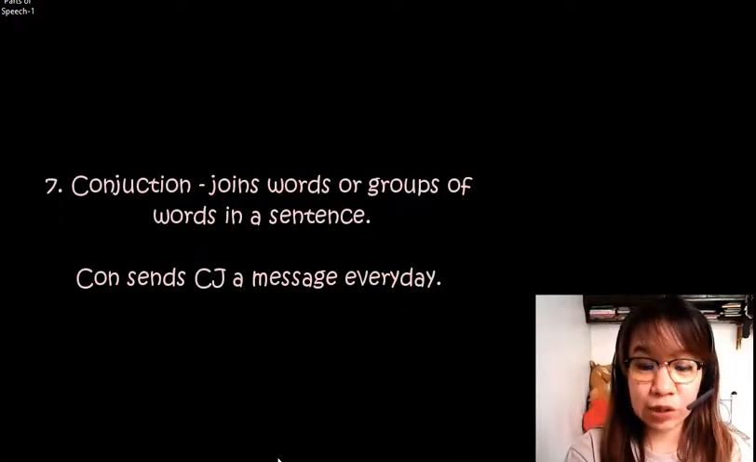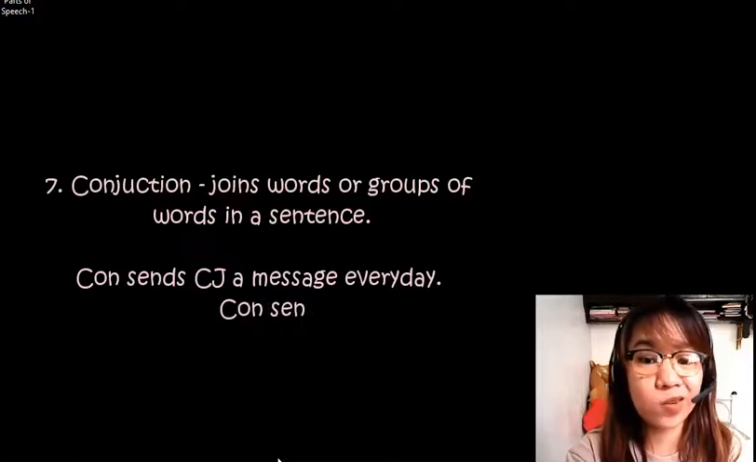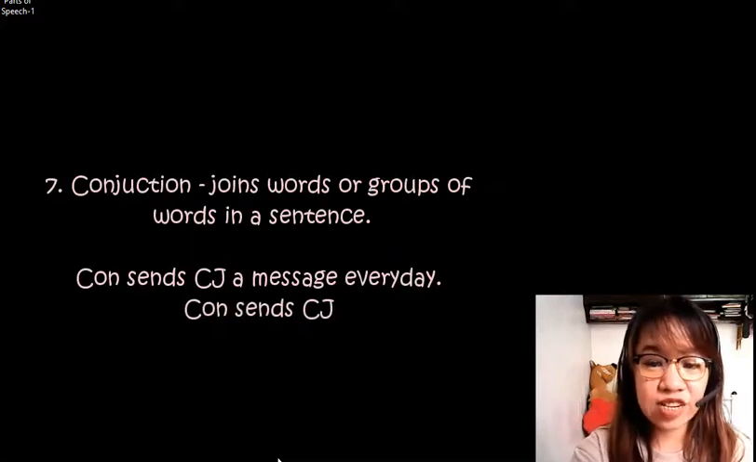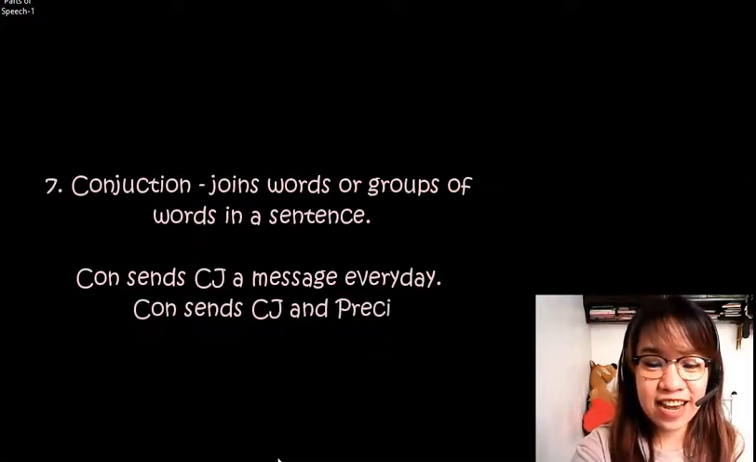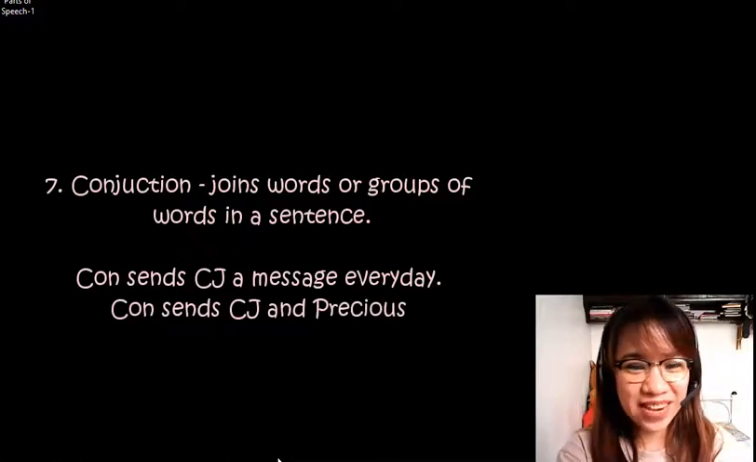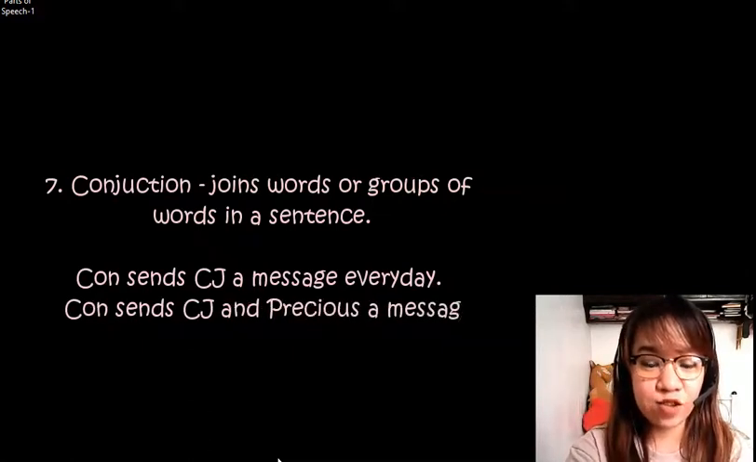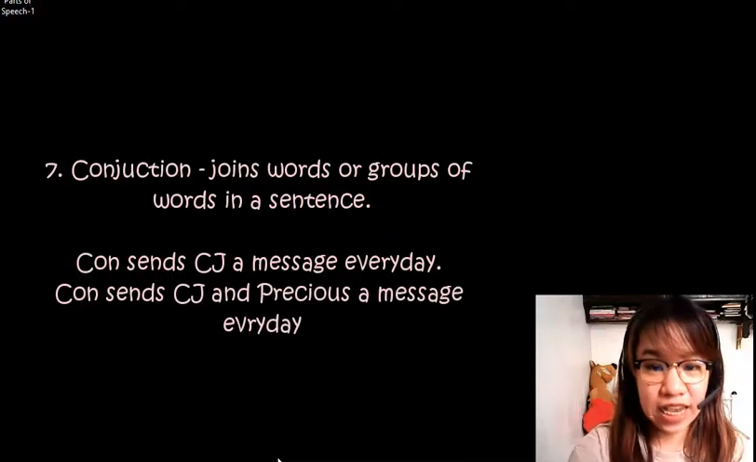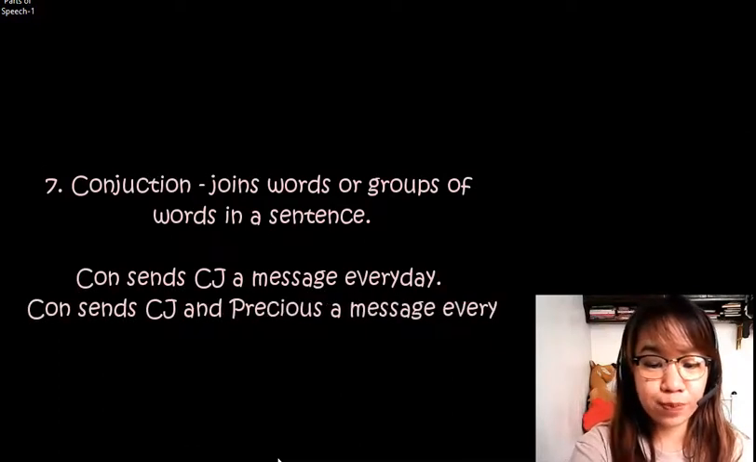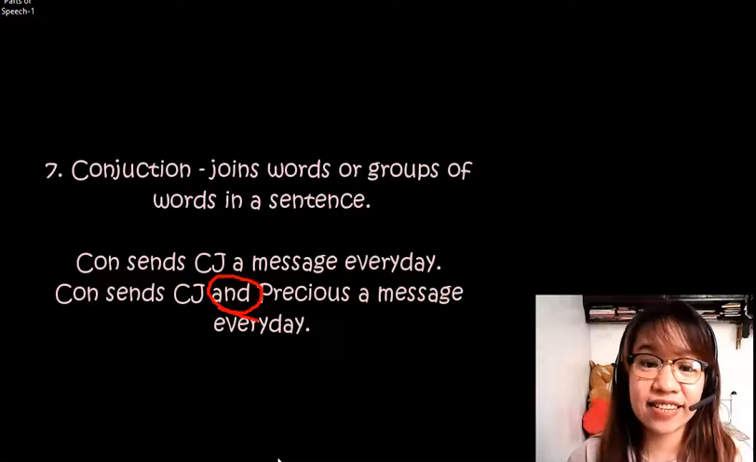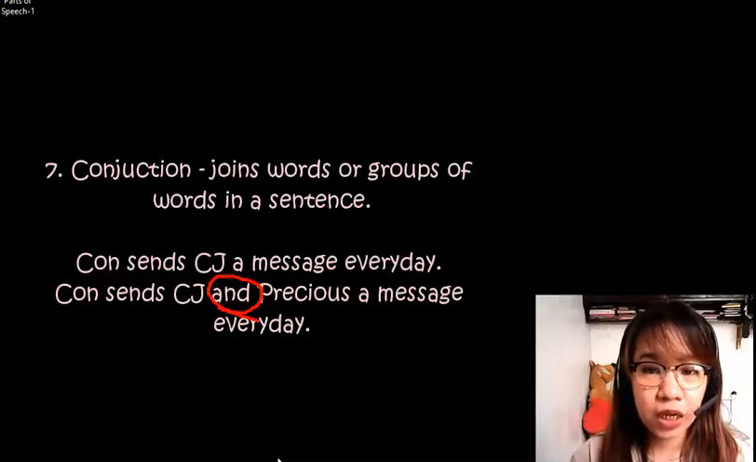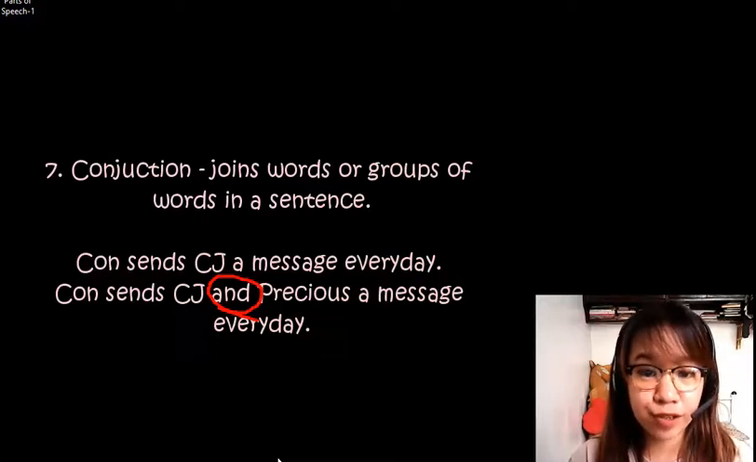So let's make another example and add a conjunction. Let's have Con sends CJ and Precious. Hi, Precious. Sorry for using your name. Con sends CJ and Precious a message every day. In this sentence, "and" is an example of a conjunction. We connect CJ and Precious, which are both words, or nouns.